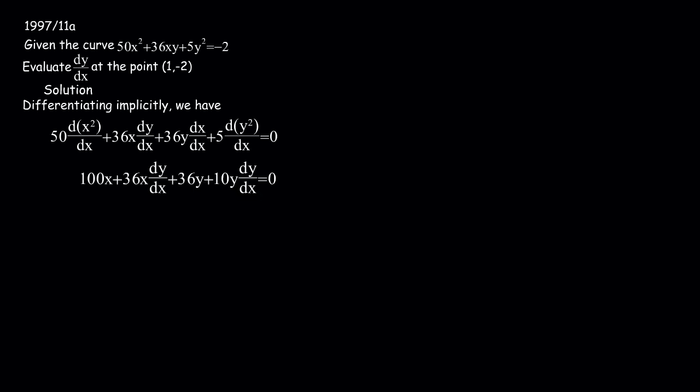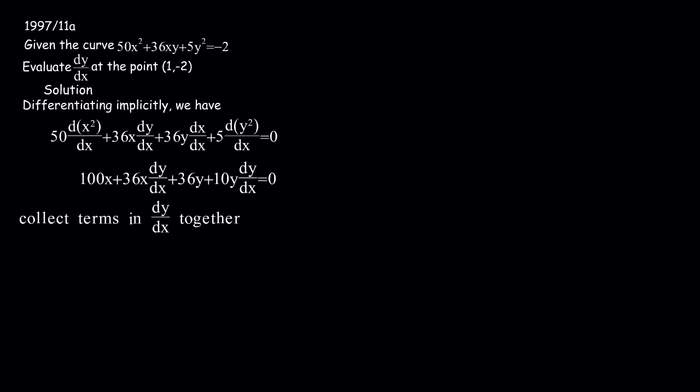Simplifying further, 50 d s squared over ds will give us 100s. That's d s squared over ds is 2s, and multiplying that by 50 will give us 100s. And 36s dy over ds will remain the same, plus 36y ds over ds will become 36y, plus 5 dy squared over ds will be 10y dy over ds. One will differentiate y squared to give us 2y. 2y times 5 is 10y. And since we are differentiating with respect to s, it becomes dy over ds. And everything will be equals to 0.